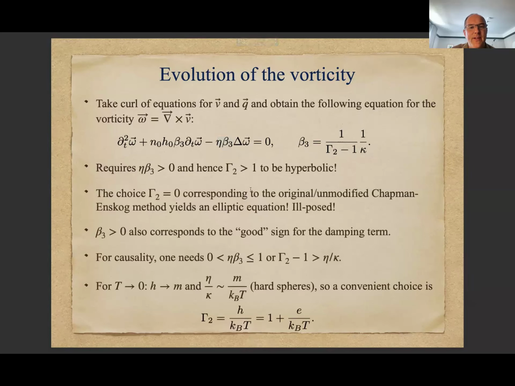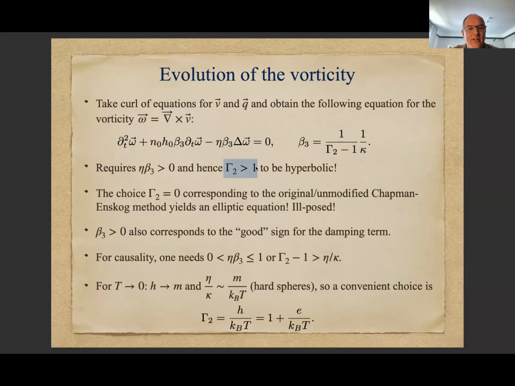So in particular, the choice gamma 2 equal to 0, which corresponds to the original, unmodified Chapman-Enskog method I showed you yesterday, would yield an elliptic equation instead of a hyperbolic equation. So instead of a wave equation, you would have an elliptic equation, which is ill-posed. So that would certainly be a necessary condition, that gamma 2 is larger than 1.